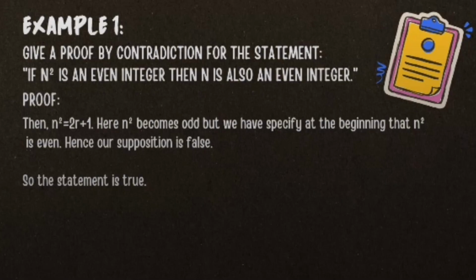So, we have shown that if n is odd, then n squared is also odd. But at the beginning, we assumed that n squared is even. Now we end up with n squared being odd. So this is a contradiction. Therefore, our assumption that n is odd must be false. So if n squared is even, then n must also be even.